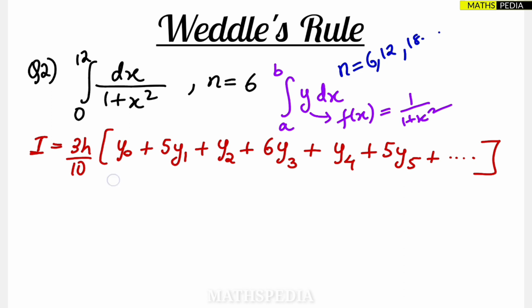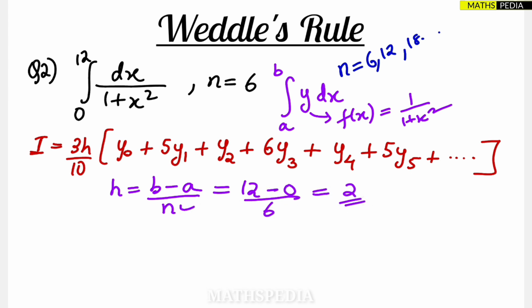Now we have to find the h value, which is equal to upper limit minus lower limit by the intervals. That means b minus a by n. b we know, which is 12, a is 0, and the interval n is given in the question as 6. So the answer will be 2. So we have to take the width of each interval as 2.